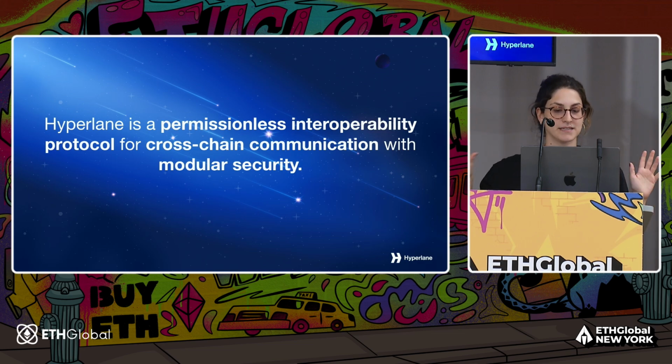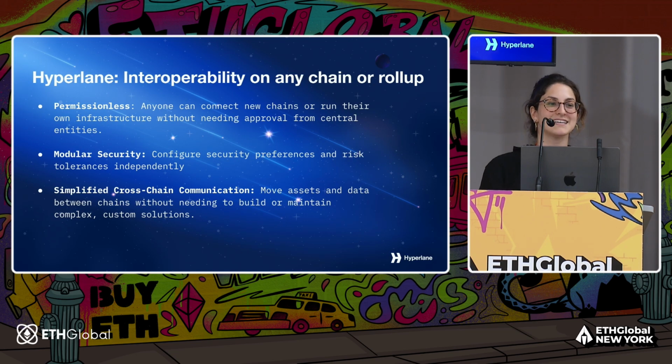But simply put, Hyperlane is a permissionless interoperability protocol for cross-chain communication with modular security. This is a mouthful, so I'm going to break it down. First of all, I said permissionless. Permissionless means that anyone can run the infrastructure and everything is open source at Hyperlane. You can completely host every infrastructure component yourself and run the tooling as well. The second component is modular security.